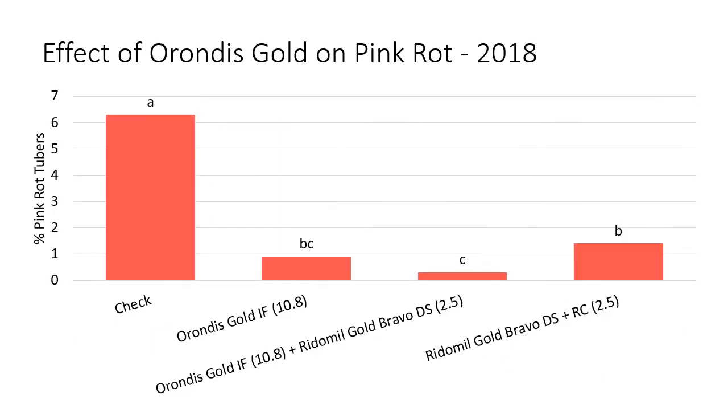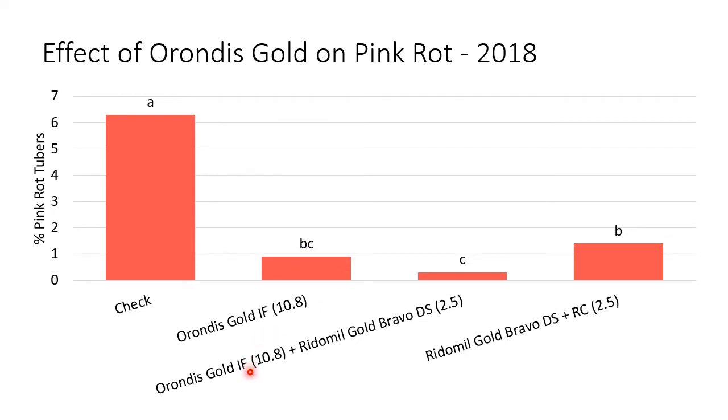Wanted to show some data from Orondis Gold. This is some work that we did in 2018, again on Norkotah with natural infection, and we had a little over 6% infection in the untreated check this year. Where we used Orondis Gold in furrow, it dropped that down below 1%.